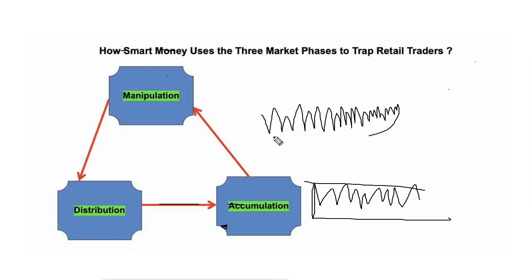The problem people have with the power of three is that they can't identify the accumulation. They don't even know where the accumulation is. So how would they know that we are in the accumulation phase and then moving towards the manipulation phase?